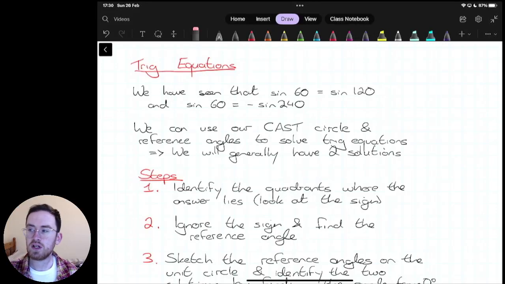Okay, so what we're going to look at next are trig equations. Trig equations are a step on from our unit circle. What we've already seen is that there are four different points on our circle where the sine values or cosine values or tan values are the same, but maybe one is positive, one is negative. So the positive or negative part might be different, but the numerical value will be the same.